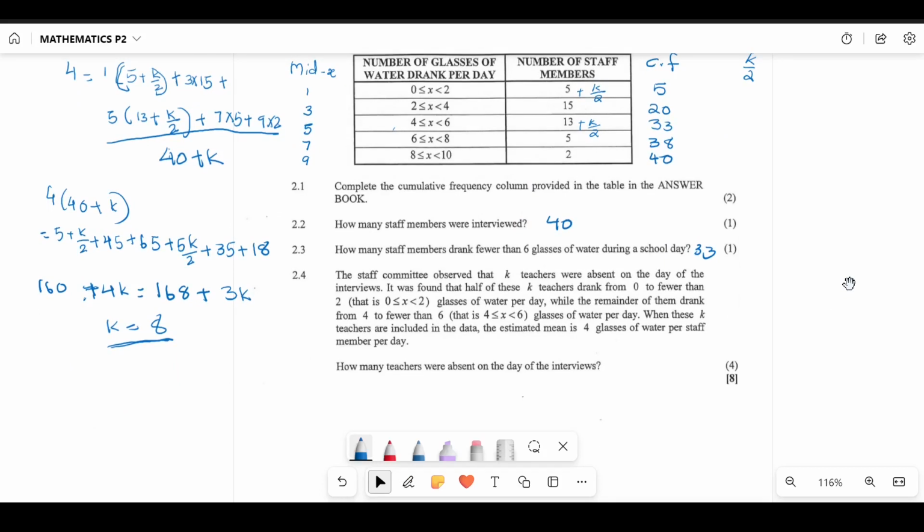How many teachers were absent on the day of the interviews? That is k, which is 8.